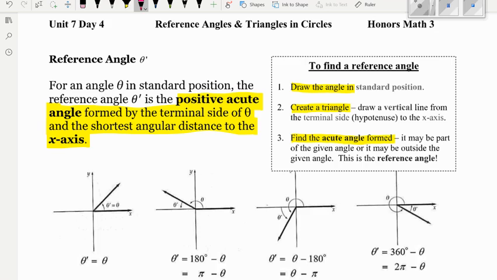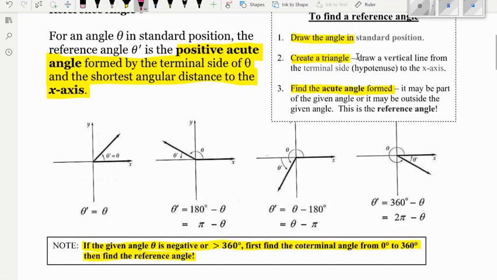So to find the reference angle, you want to draw the angle in standard position, create a triangle, draw a vertical line from the terminal side to the x-axis, and then find the acute angle formed. It may be part of the given angle or it may be outside the given angle, and that is your reference angle. It's also important to note that if the given angle theta is negative or greater than 360 degrees, first I would find the coterminal angle from 0 to 360 and then find the reference angle. And of course, if you're using radians, that would be from 0 to 2 pi.